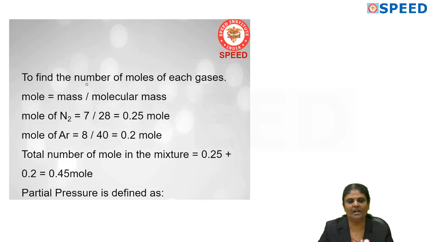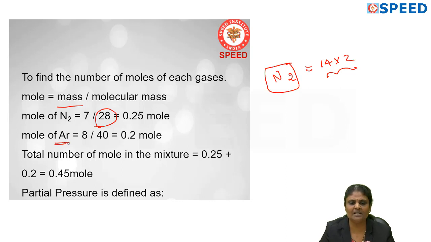This is the method to find the number of moles of each gas, that is, mole is equal to mass per molecular mass. Here mass is given as 7, and the molecular mass of nitrogen, which is diatomic N2, is 14 times 2, so 28. Most students substitute 14 as such, which is wrong. You have to multiply by 2 because nitrogen is in the diatomic form. Argon is monoatomic, so you just substitute 40. So here 0.25 mole and this is 0.2 mole.